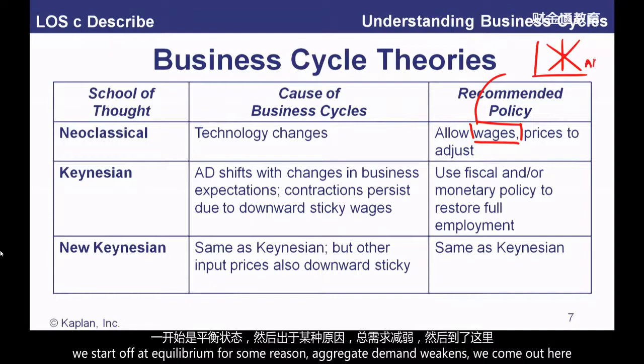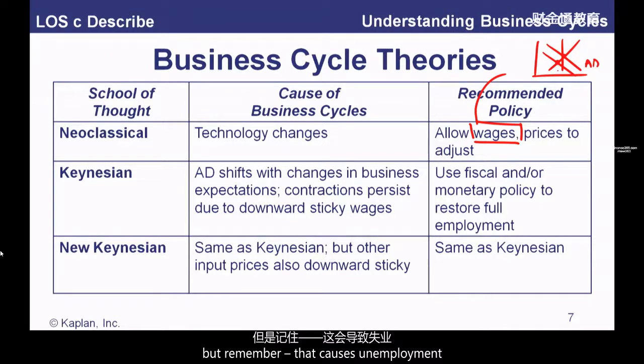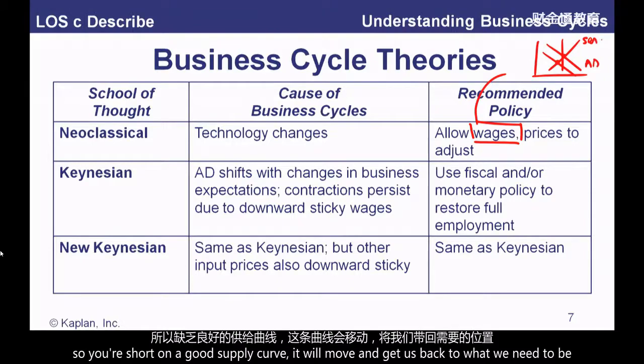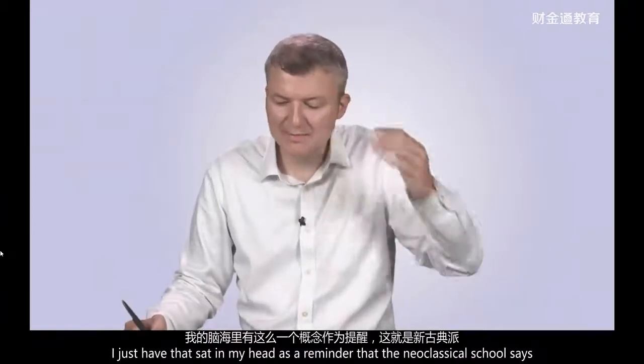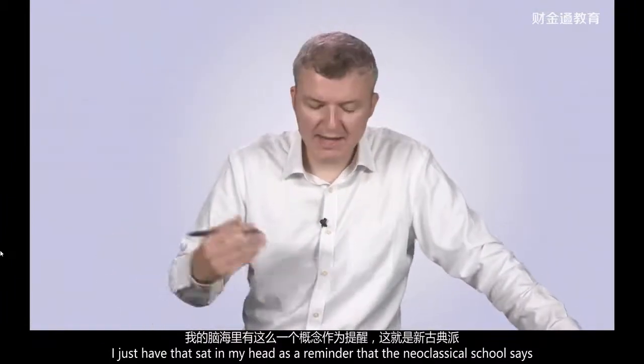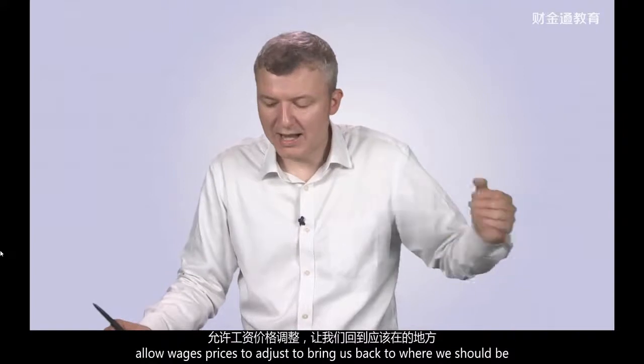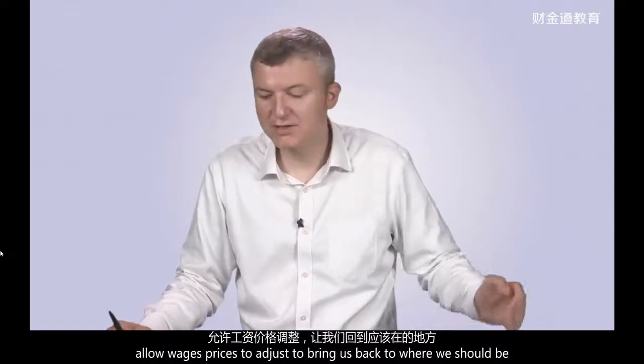For some reason, aggregate demand weakens. We come out here. But remember, that causes unemployment. So your short-run aggregate supply curve will move and get us back to where we need to be. So I just have that sat in my head as a reminder that the neoclassical schools say, allow wages and prices to adjust to bring us back to where we should be.